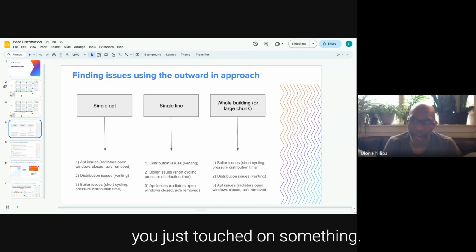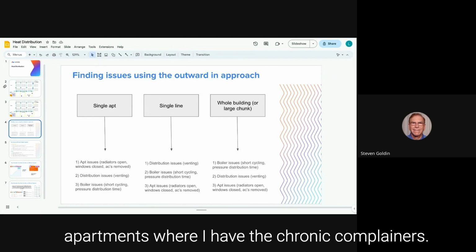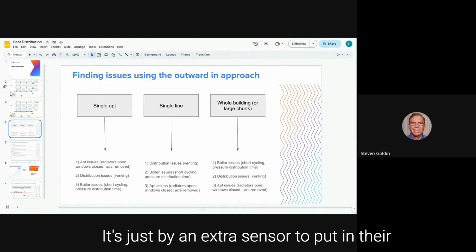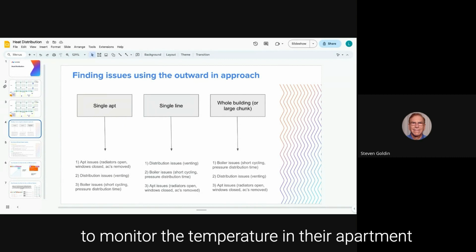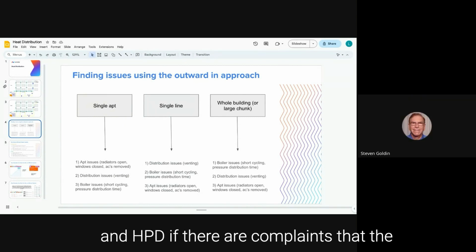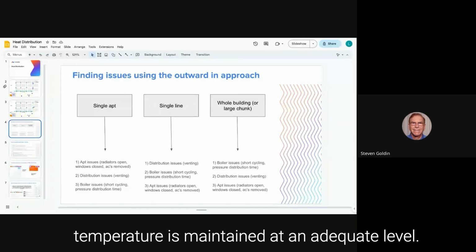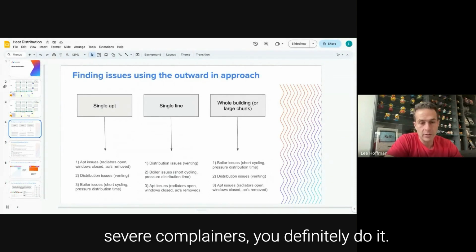Lee, you just touched on something. I think it would be worthwhile, and I'm going to do this in some of my apartments where I have the chronic complainers: just buy an extra sensor to put in their apartment, not so much to affect the system, but to monitor the temperature in their apartment and to have a written record to show them and HPD, if there are complaints, that the temperature is maintained at an adequate level. Absolutely. We highly recommend that. If you have severe complainers, you definitely want to do it.